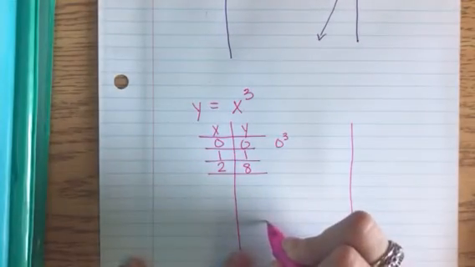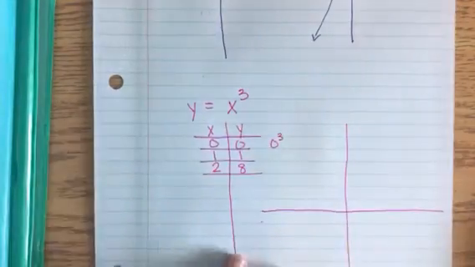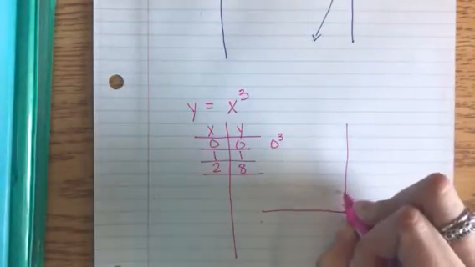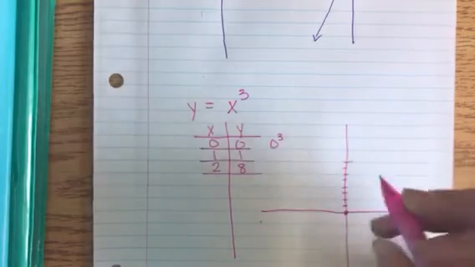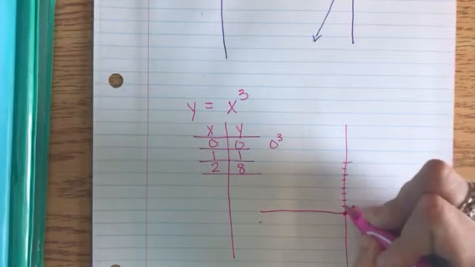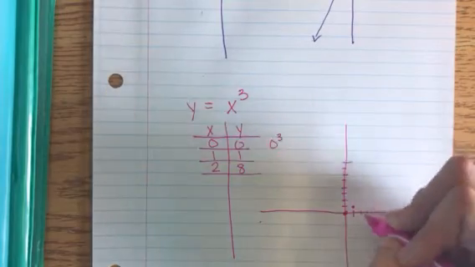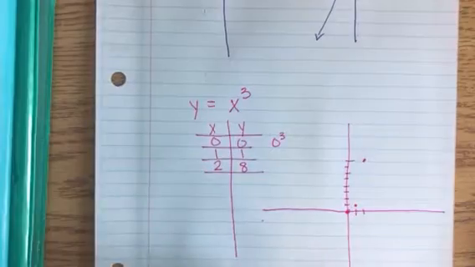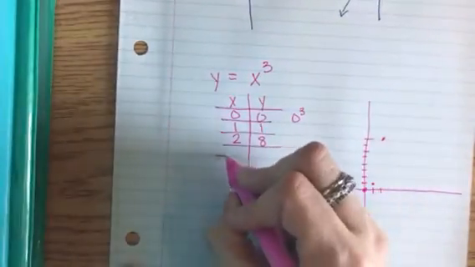Maybe if we started to plot these, we'd have 0, 0. Maybe I'll do these in between here to give myself space. 1, 1. 2, 8. That gives me a little bit of the picture. Maybe I need to see more of what's happening over here since I've never graphed this before.